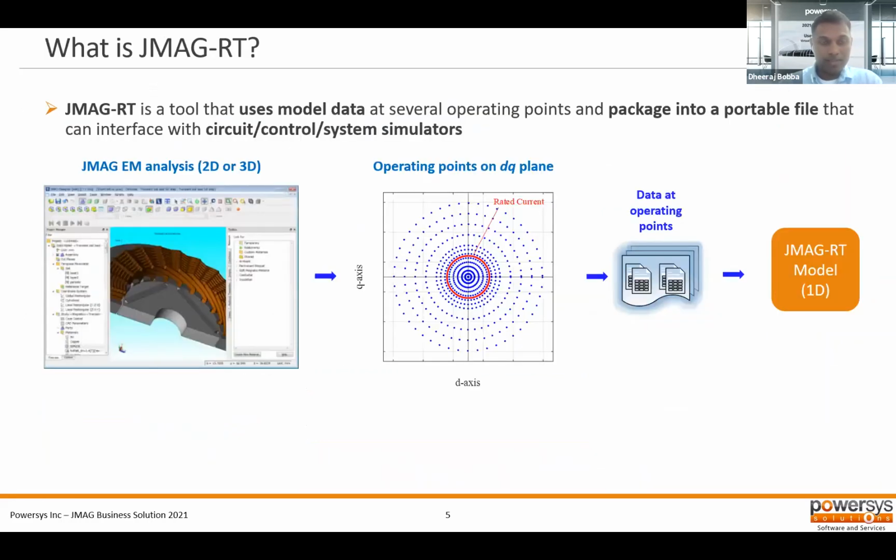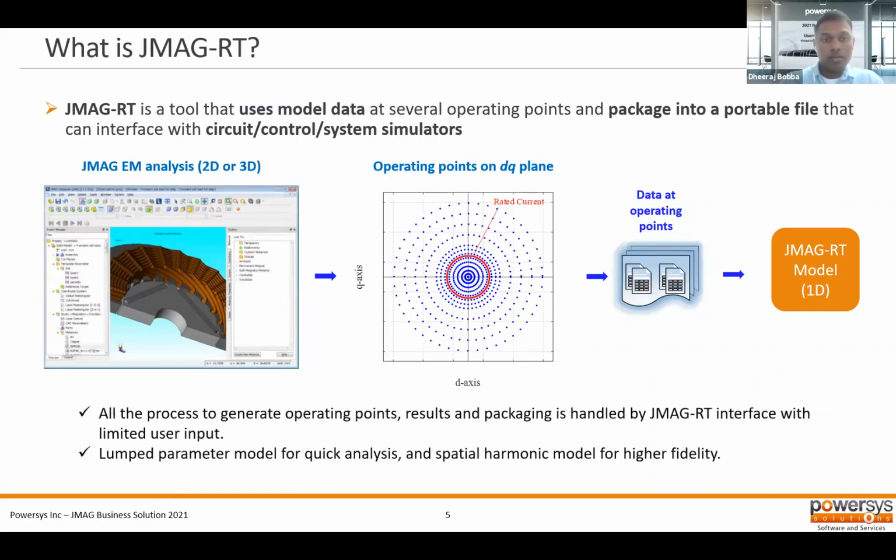First, let's start with the question of what is JMAG RT? Basically, it is a tool that uses model data, running the FEA model at several operating points, collecting all the data into lookup tables and generating a kind of black box model, a one-dimensional model that takes in the operating point input and gives you the performance for that operating point. All the process to generate the operating points, generate the results, and package that into the block is handled automatically by the JMAG RT interface, and it has some limited user input required.